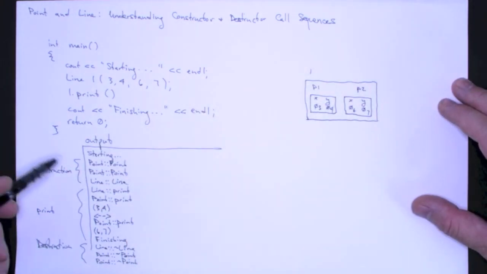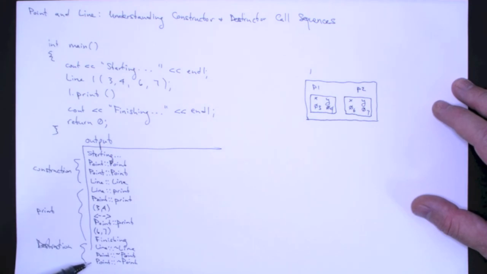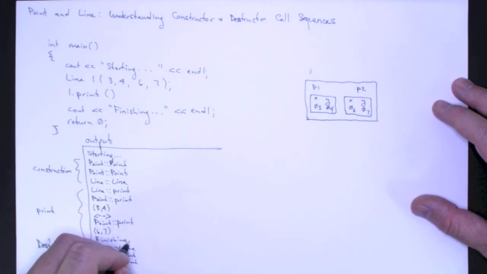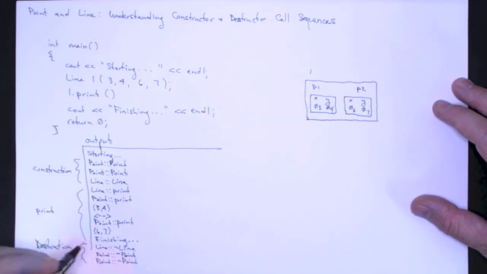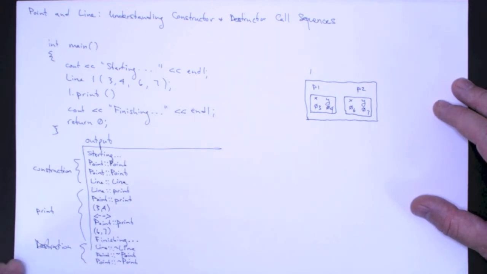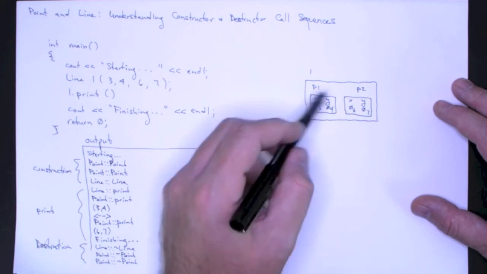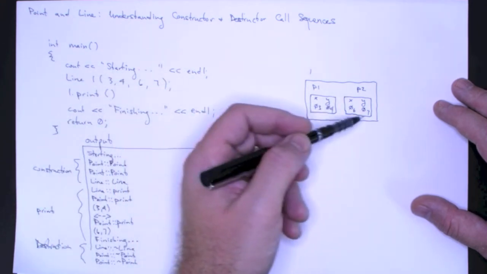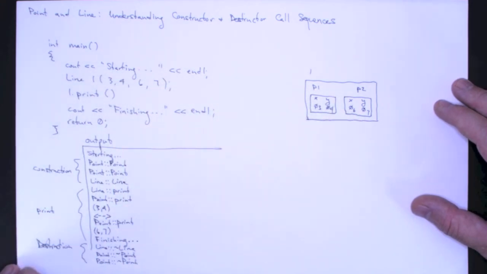So as you can see, there's a lot going on here, and it's very important for you to understand these call sequences, what gets called first, when things get called. And this is just a simple line object, right? A line consisting of 2 points, consisting of 2 coordinates.